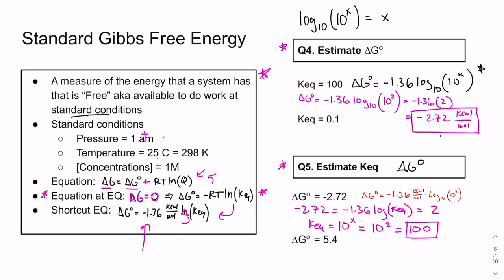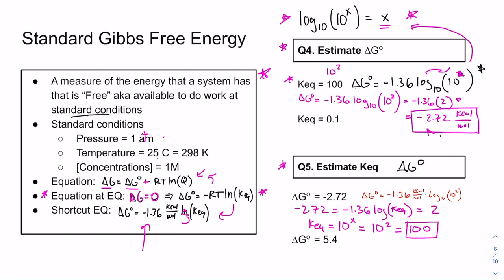And let's just take a look at a quick example. So estimate delta G naught. If you're given a KEQ equals 100, well, just quickly remind ourselves of the following log property. Log base 10 of 10 raised to the x is equal to x, all right? This is just something you have to know. And we use this fact to plug into our equation. If we have a KEQ of 100, well, that's really 10 to the 2, right? So delta G naught is equal to negative 1.36 log base 10 of 10 to the 2. And we look up here. Well, that means that this term evaluates to 2. So we have negative 1.36 times 2, and we can estimate delta G naught as negative 2.72.